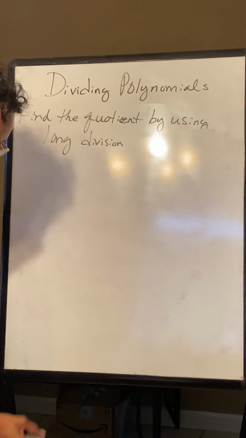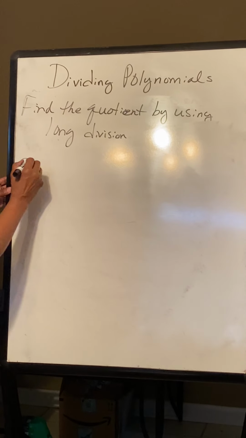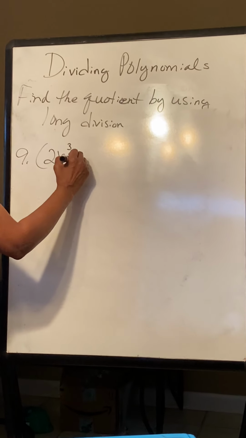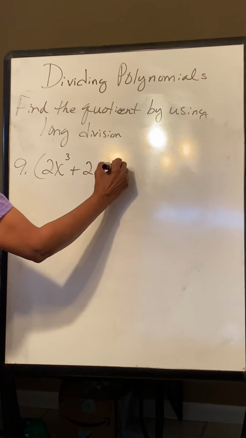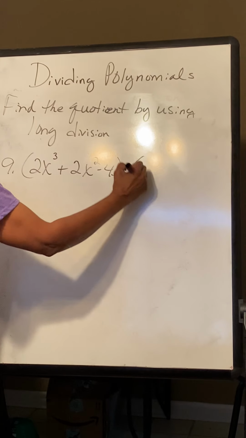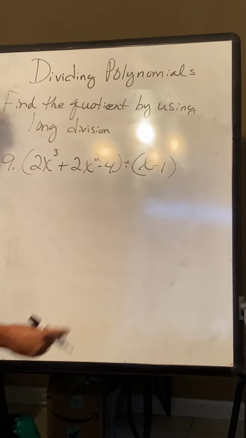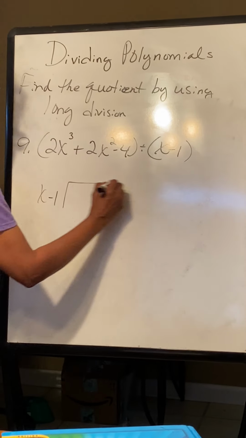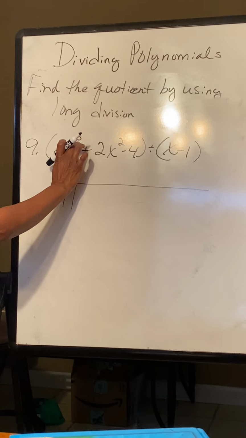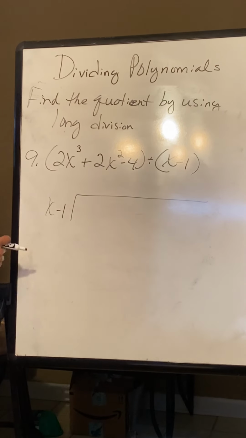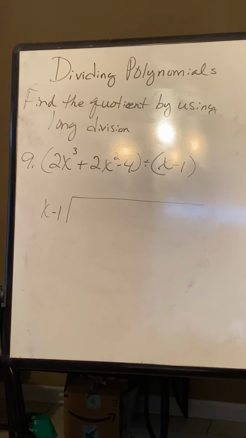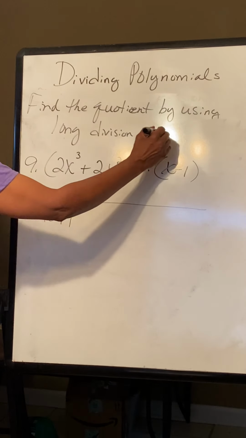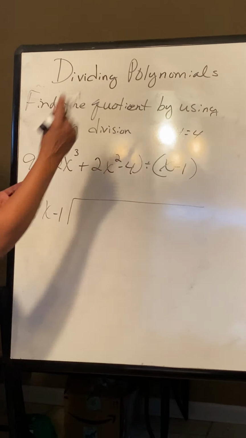Example 9. On example 9, we have the trinomial 2x cubed plus 2x squared minus 4 divided by the binomial x minus 1. My divisor is x minus 1. Now if you notice, I have an x to the third, an x to the second, but I don't have an x to the first. So we're going to insert what we call zeros. If you add a 0 to something, that doesn't take away from anything, because if I take 0 and add 4 to it, I still get 4, okay?